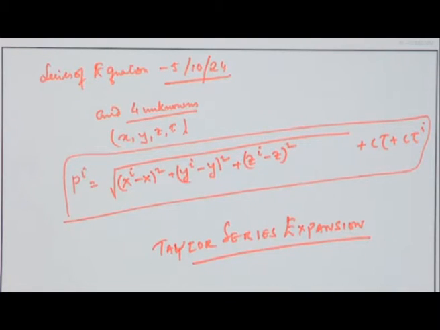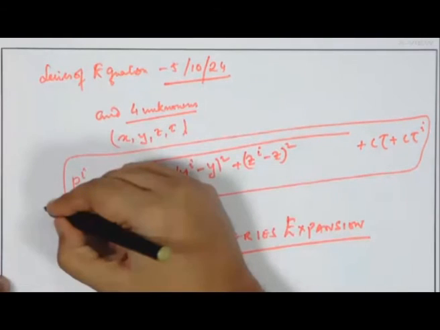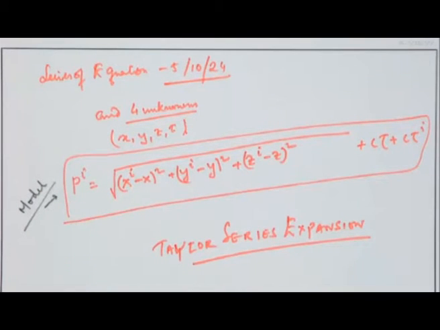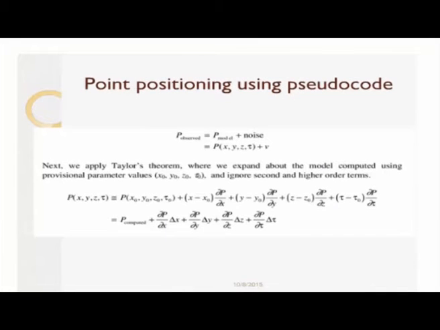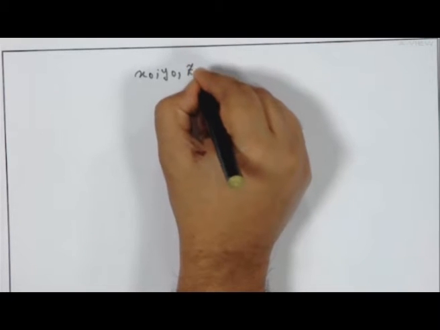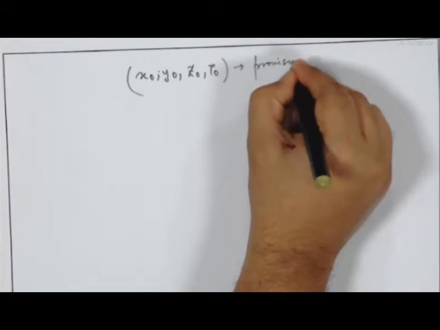So what is the model? There is some error still, but the model is P(X, Y, Z, tau). Now we apply Taylor's theorem, where we expand about the model computed using provisional parameters x0, y0, z0, tau 0. Let us not worry too much about these parameters. These are provisional parameters; we will talk about them in detail.